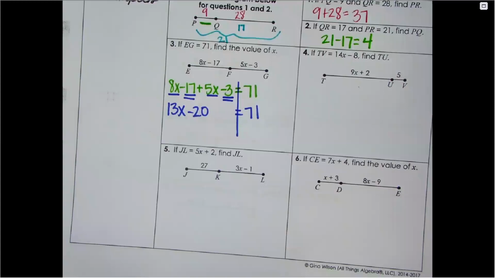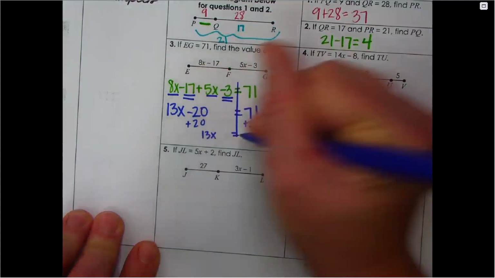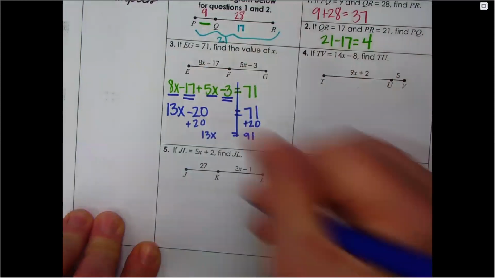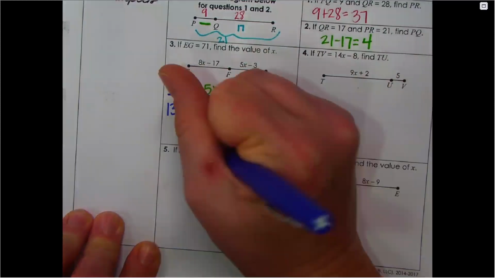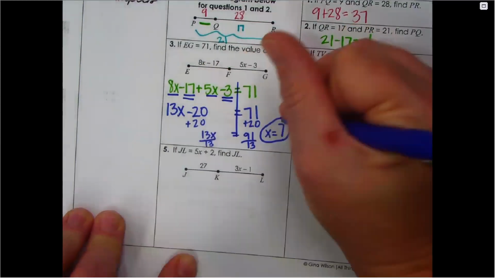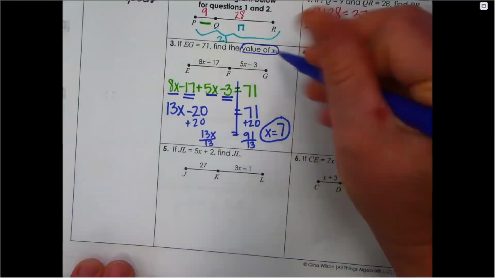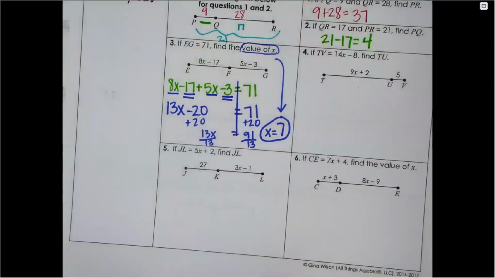What do I do next? Add 20 on both sides, doing the opposite operation. 13x equals 91. Divide by 13. What's x equal? 7. Did we answer the question? What did the question say? Did we find the value of x? Beautiful. Yes. Perfect.